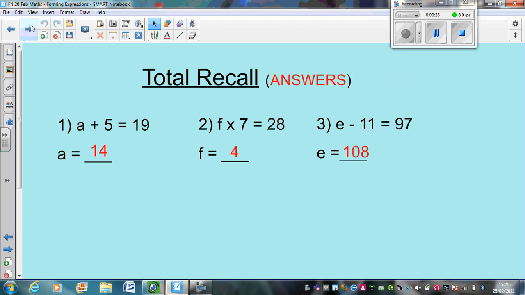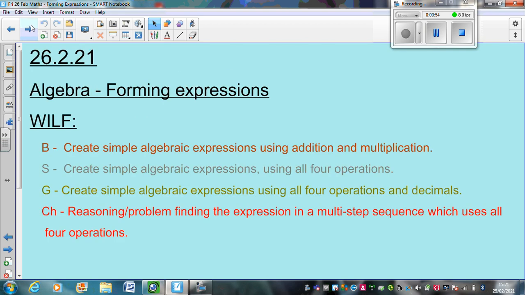And the answers are: a plus 5 equals 19, so a must equal 14. F times 7 equals 28, so 28 divided by 7 is 4, F equals 4. And then e take away 11 equals 97, so e must equal 97 plus 11, which is 108. On to today's algebra lesson.